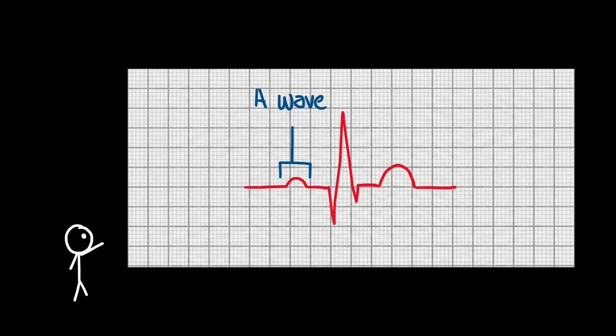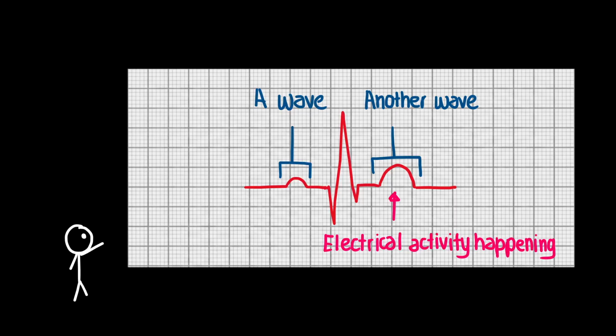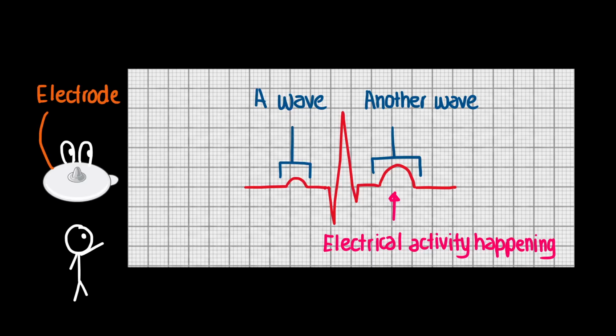The first structure we're going to learn in the ECG is the wave. The wave is a single deflection. The line moves away from baseline, upward or downward, and then returns. A wave means active electrical movement is happening. Electricity is traveling through the tissue, the electrode is detecting it, and the paper is drawing it.